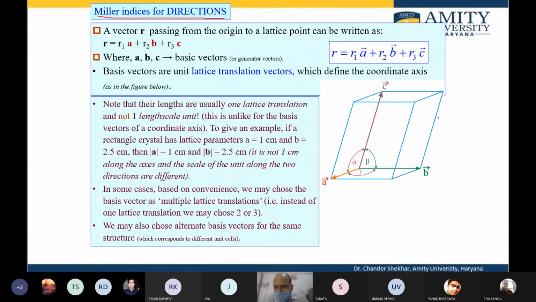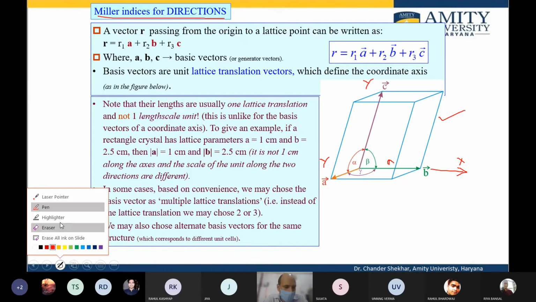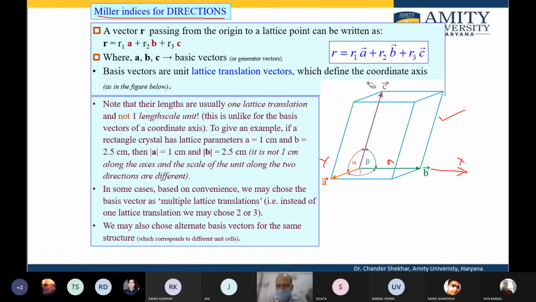So for example, we have a crystal structure. We need to remember, suppose this is the x-axis, this is the y-axis, and this is the z-axis. Along the vertical is the z-axis.